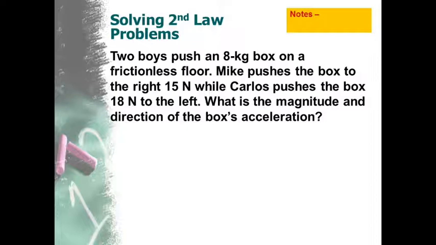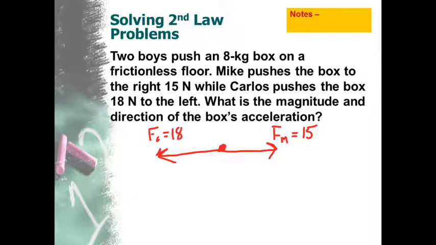All right, so let's go through our steps here. Let's write out our free body diagram. So here we have our box. Mike is pushing it to the right, 15 newtons. And Carlos is pushing it to the left, 18 newtons. And let's establish that left is the negative direction, right is the positive direction.